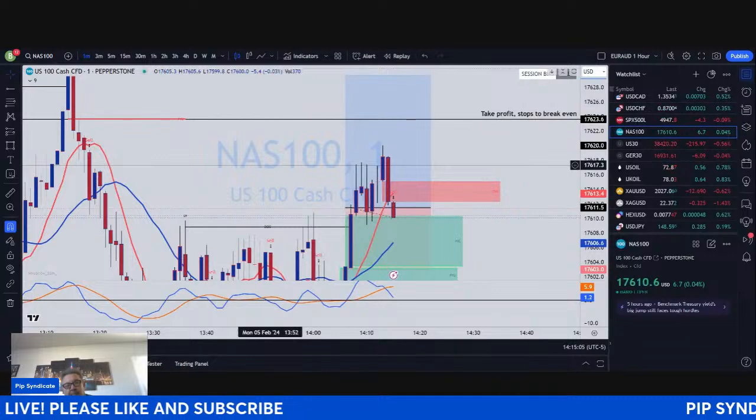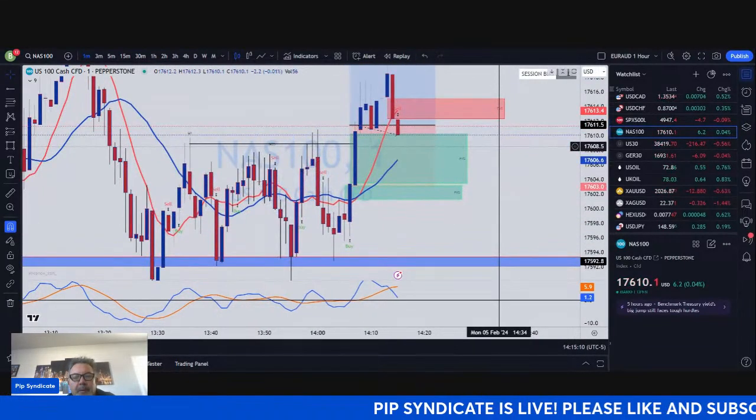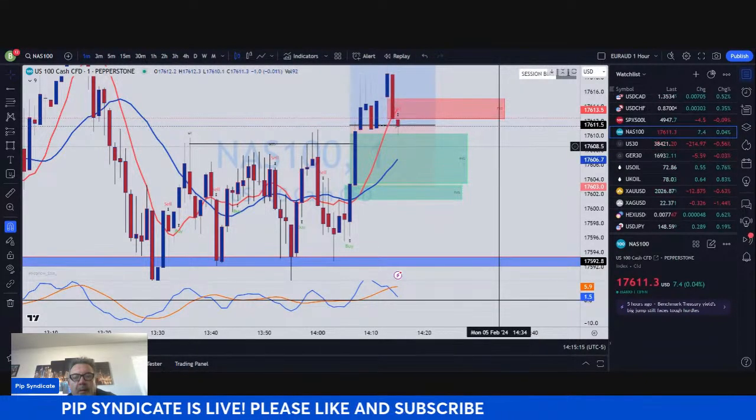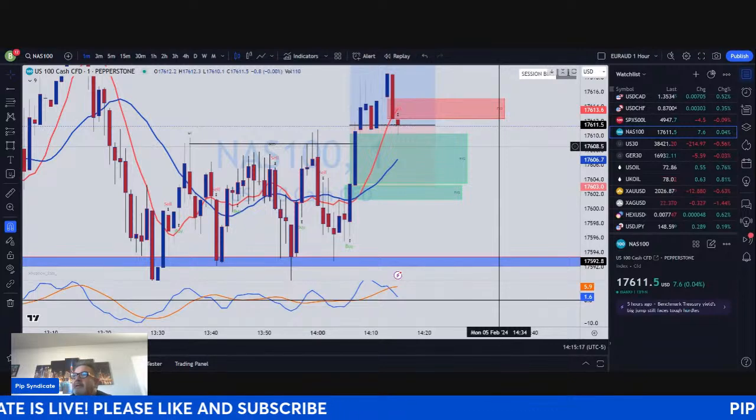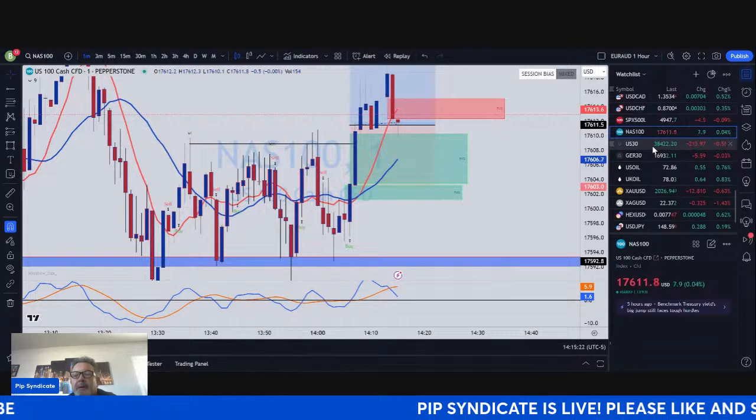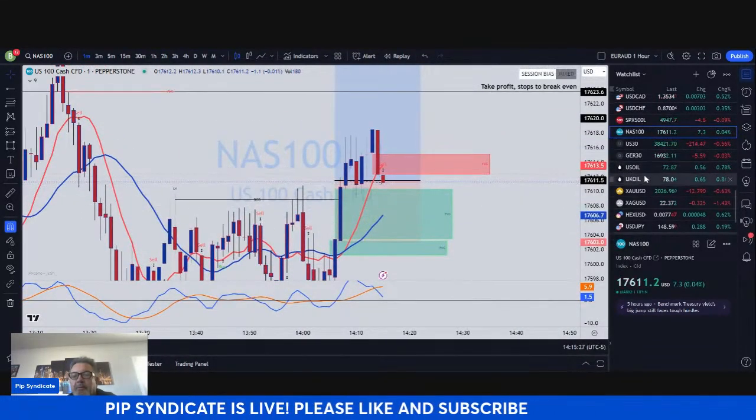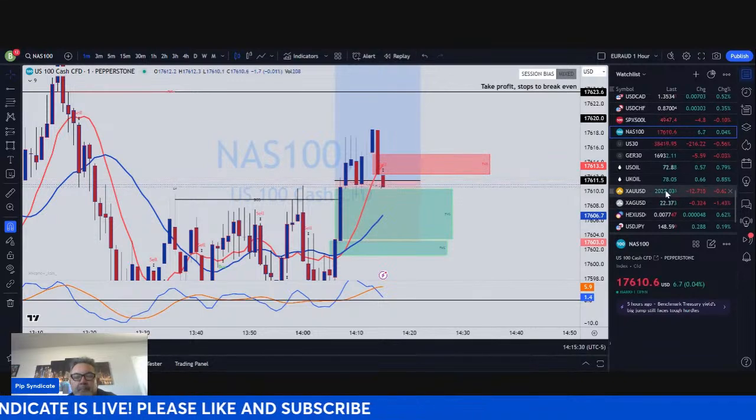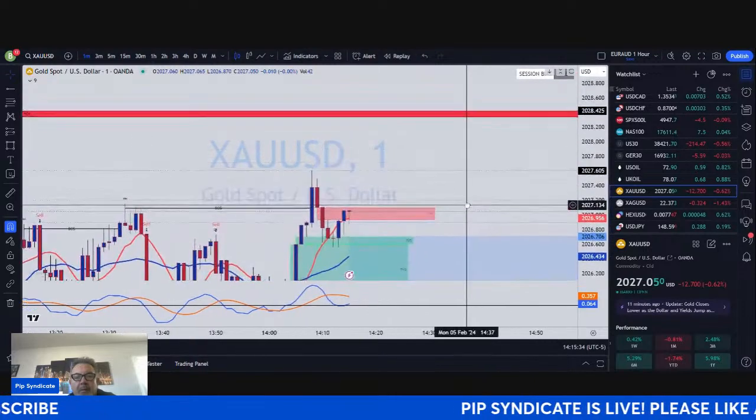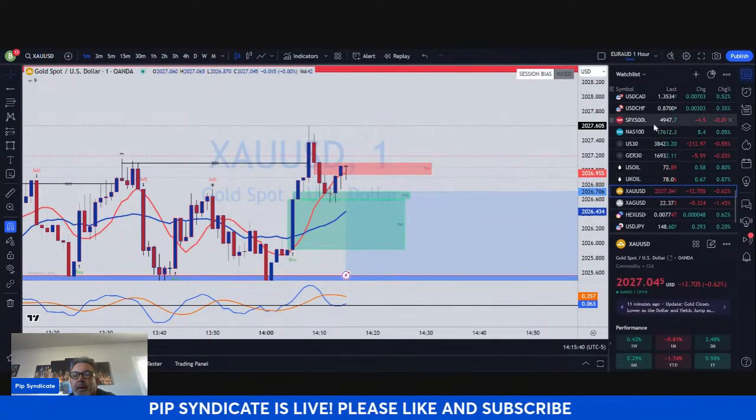Didn't work, man. All right, let's see what it does with this fair value gap. We're still right around break even. So let's see what NAS is doing. This is NAS. What am I talking about? I meant gold. Gold came up.